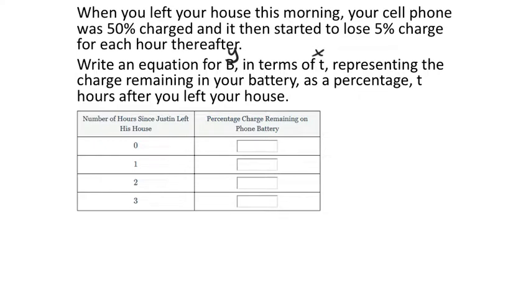When we write the equation, representing the charge remaining in your battery as a percentage T hours after you left your house. Now in the table, we got number of hours since Justin, or you, I guess, left your house, and percentage charge remaining on the phone or battery, which tells us immediately what the X and Y values are for the table.